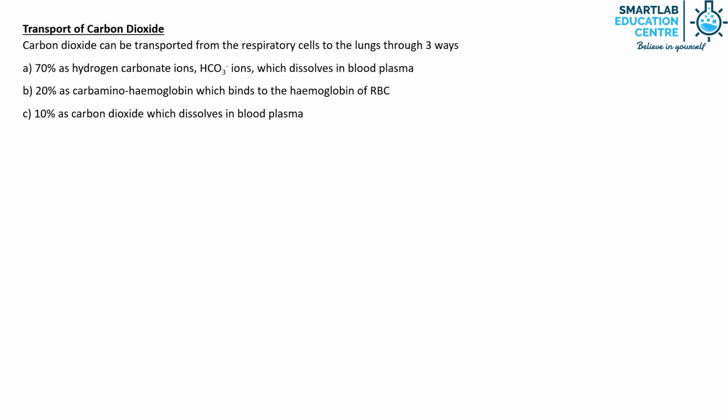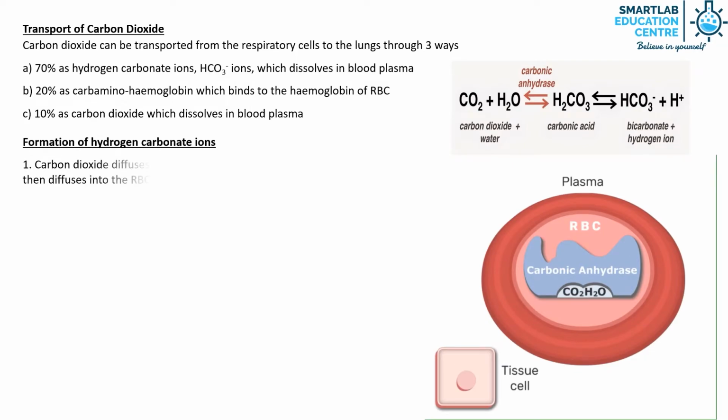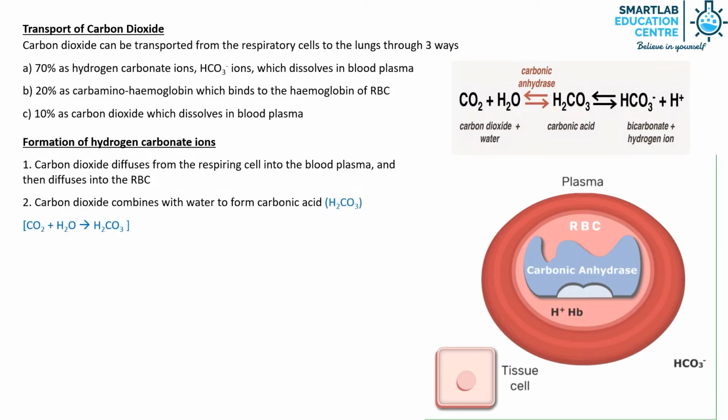We will now look into greater detail on the formation of hydrogen carbonate ions, which is the main form in which carbon dioxide is transported in the blood circulation. Carbon dioxide first diffuses from respiring cells into the blood plasma, and then diffuses into the RBC. Carbon dioxide then combines with water to form carbonic acid.